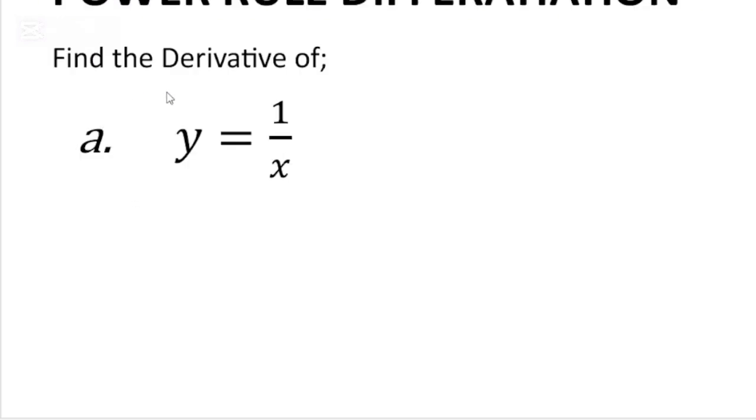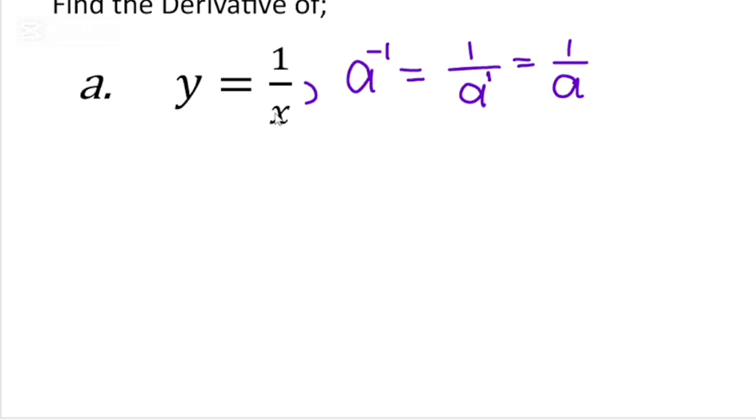The first example says find the derivative of y is equal to 1 over x. By the laws of indices, if you have a number a that has been raised to a negative power, to make this power positive, this is going to be written as 1 over the base a raised to the power positive 1. Any number raised to the power 1 is the number itself, so we write 1 over the base a. In our case, the base is x, so we can rewrite this function as y is equal to x to the power negative 1.